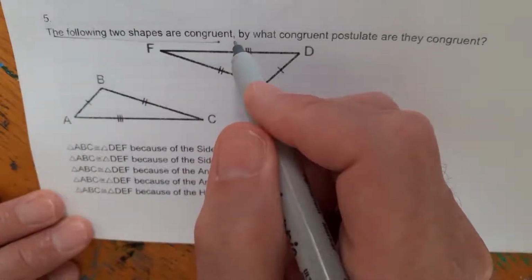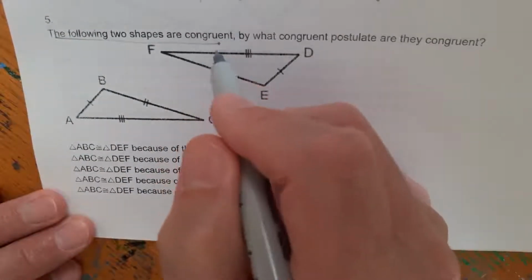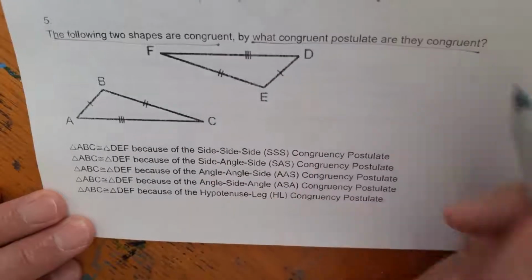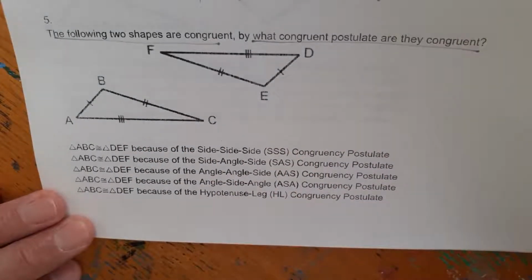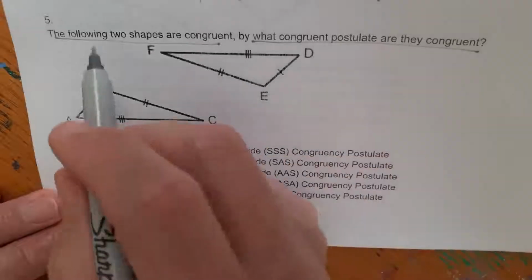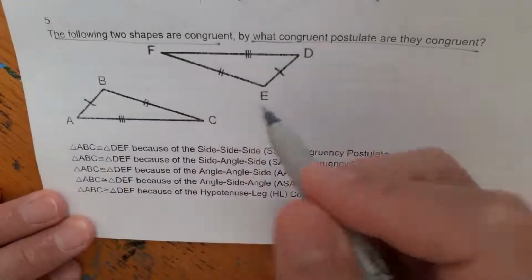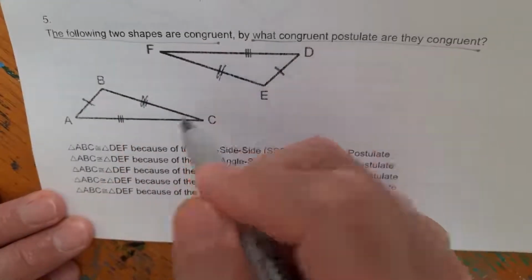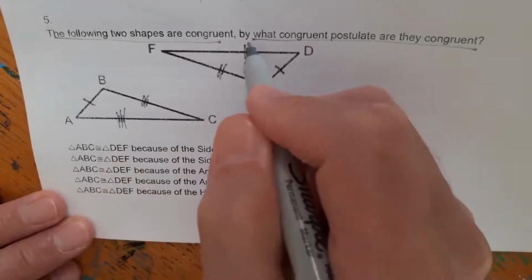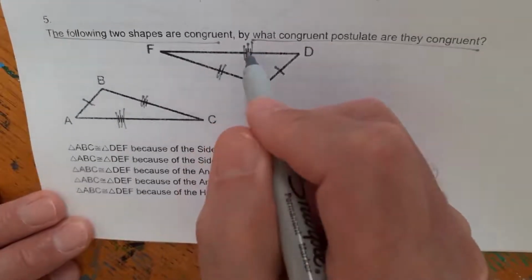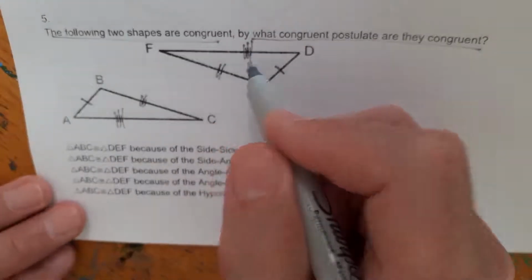The following two shapes are congruent. So these questions aren't really questions at first. They're telling us these two are congruent. They're asking why. What postulate are you using? Well, this one's got a side equal to a side equal to a side, and another side equal to another side. This is side, side, side congruency postulate.